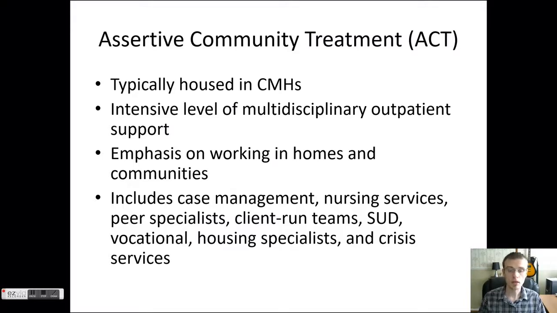The resources are many when it comes to an official assertive community treatment program. They include case management, where they're helping you get set up with community resources, nursing services, peer specialists, client-run teams, substance use treatment, vocational counseling, crisis specialists, a little bit of everything. So this is a very integrated program that is considered overall a form of outpatient support, but it's much more than just going in for groups every day.